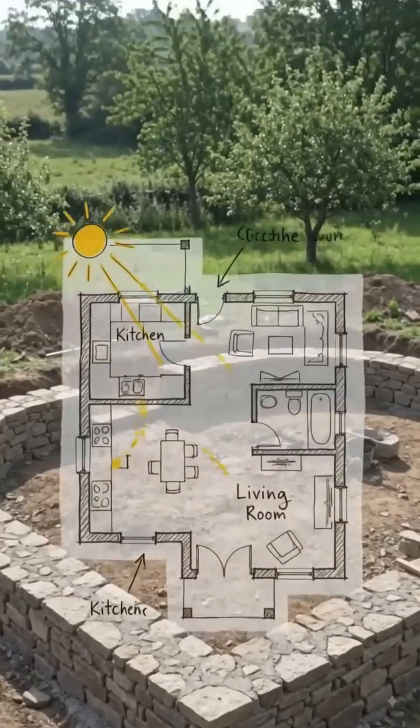Welcome to Lesson 58. Let's plan rooms by daily use. Position rooms for morning sun. Next, we'll cover wall thickness.